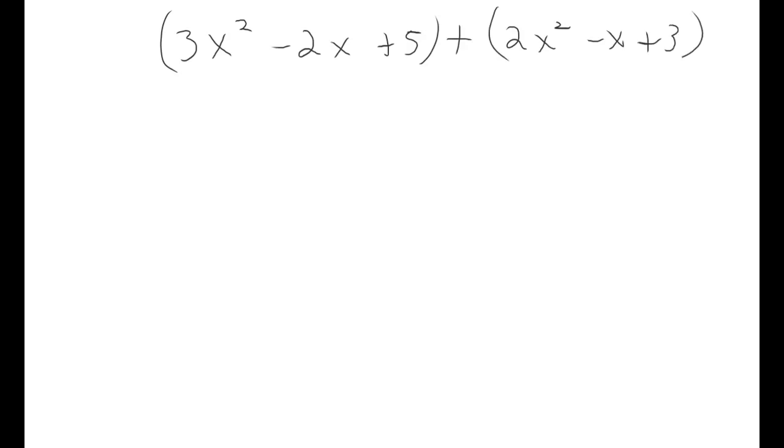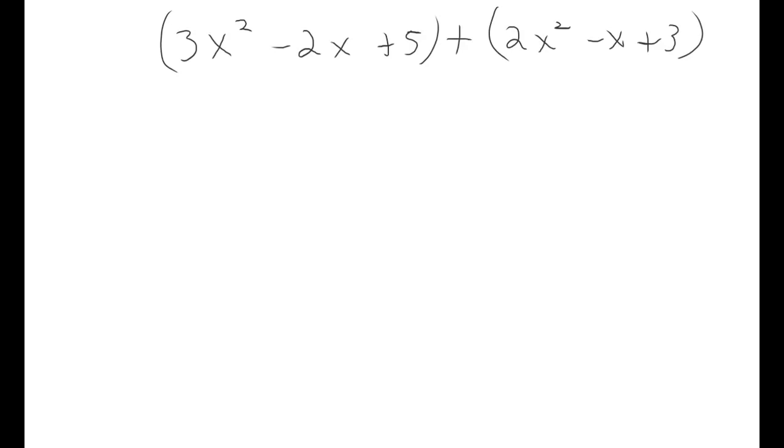3x squared minus 2x plus 5 plus 2x squared minus x plus 3. Right? Again, my exponents are all positive, so therefore these are two polynomials, and we're adding them together.